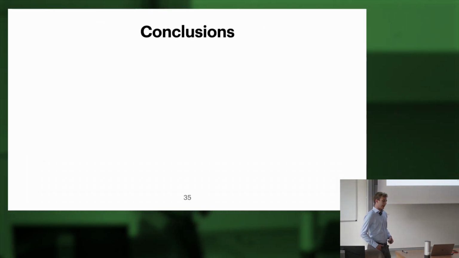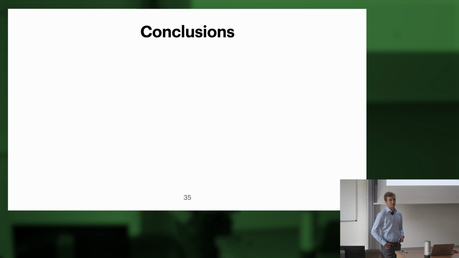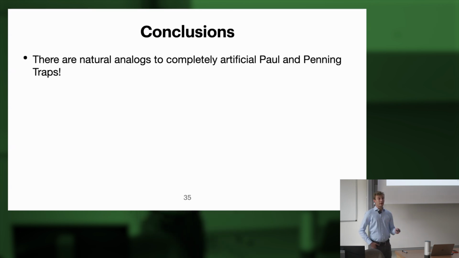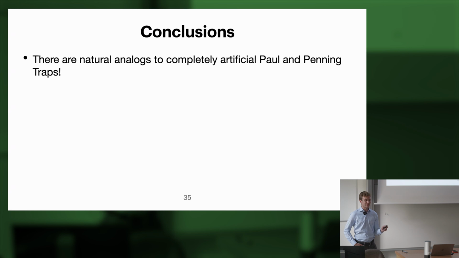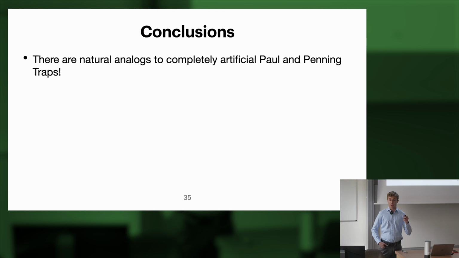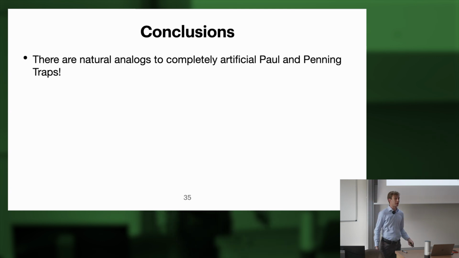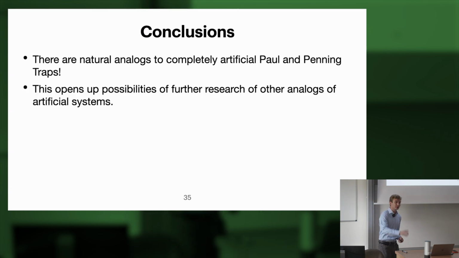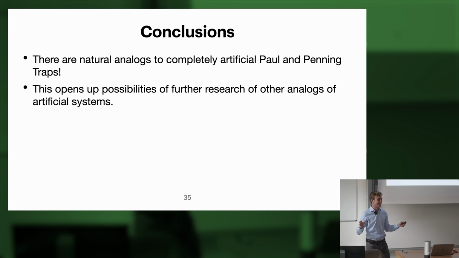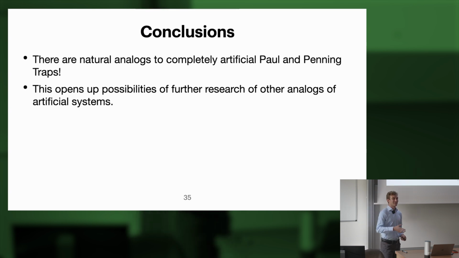Well, again, I have mentioned Paul traps, penning traps, some sort of analogies, some sort of electromagnetic signatures. So what I want you to get out of this presentation is that there are natural analogs to completely artificial Paul and penning traps. So these are binary black hole systems or charged binary black hole systems. So we can actually use Paul traps that are present in labs to study systems that we cannot experimentally study. And this also opens up a whole new research area of searching for artificial analogs within our universe.